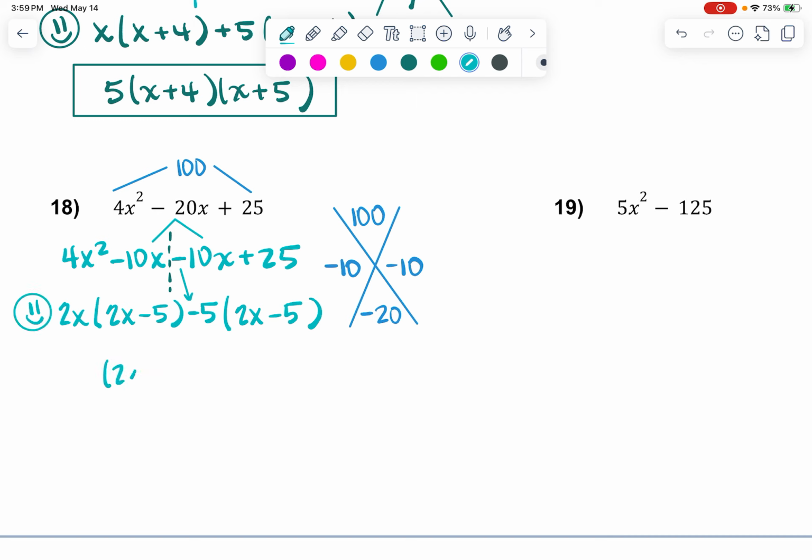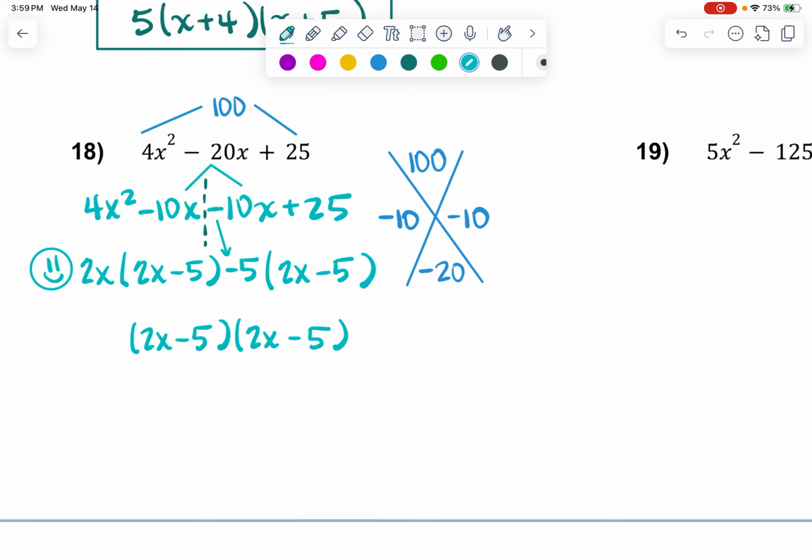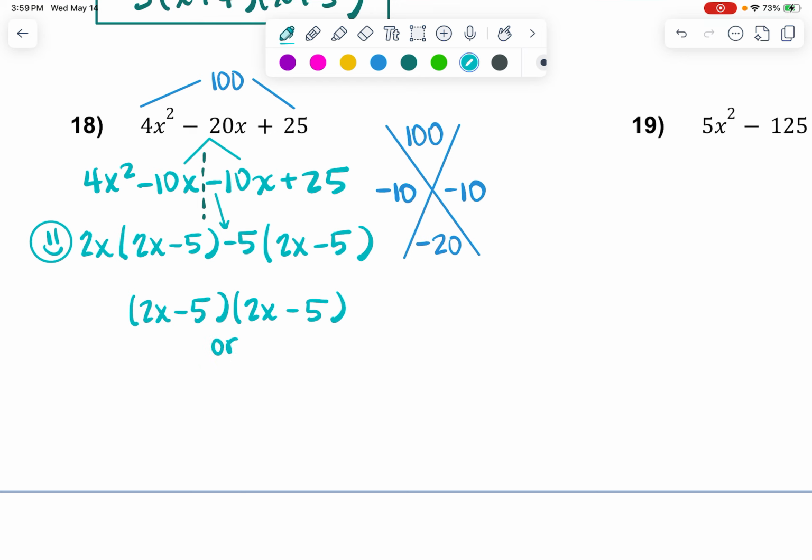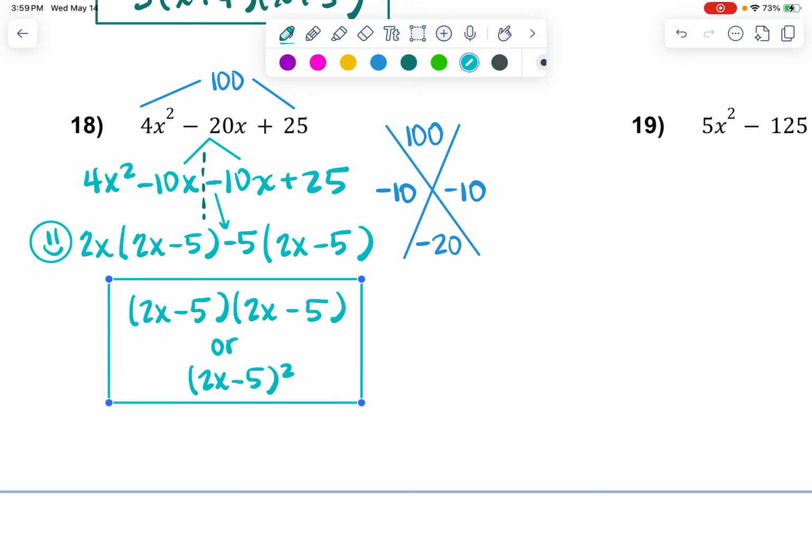So I'm going to take out that identical parenthesis of 2x minus 5, and my leftovers are 2x minus 5. So those are my two factors, and you can either leave it like that, or since our factors appear to be identical, we could write our answer as 2x minus 5 squared. Voila.